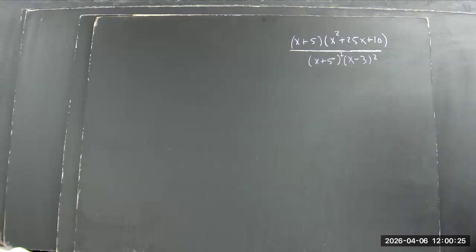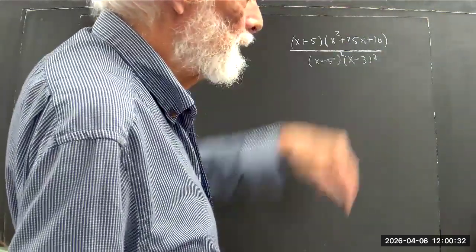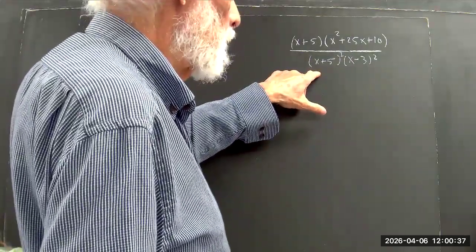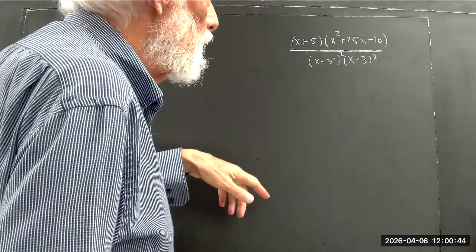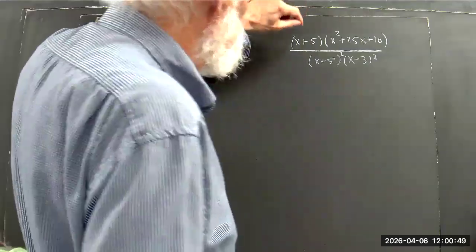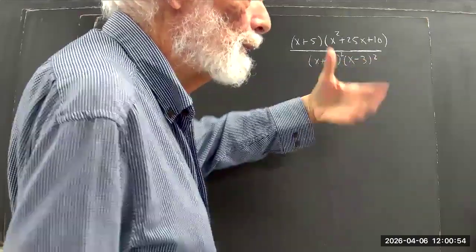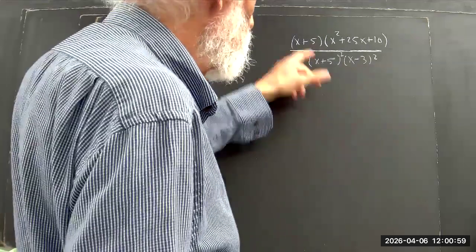Now here's a slightly more complicated example. x plus 5 multiplied by x squared plus 10x plus 25, divided by quantity x plus 5 squared times quantity x minus 3 squared. We want everything to be factored. So x plus 5 is factored, x plus 5 squared, x minus 3 squared. Those are all in completely factored form. There's nothing you can factor out of any of those three.